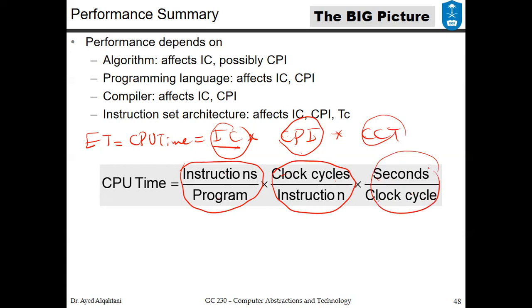Now we know how to quantify the performance. By finding the execution time, you can take the reciprocal to get the performance, where the performance is equal to 1 over the execution time. This is a key result.